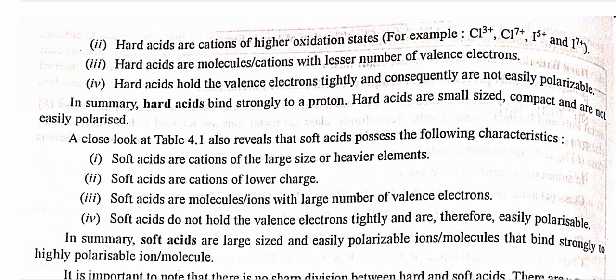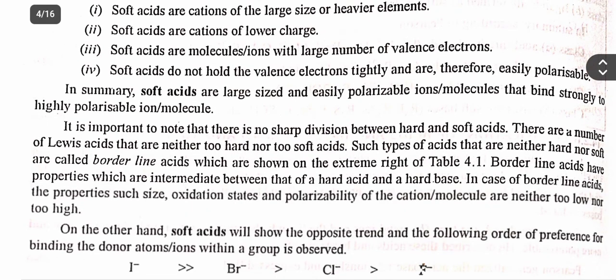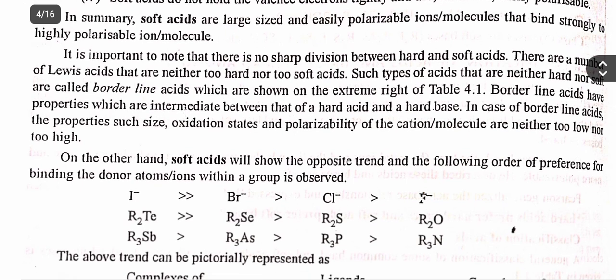A close look at table 4.1 also reveals that soft acids possess the following characteristics. Soft acids are cations of large size or heavier elements. Soft acids are cations of lower charge. Soft acids are molecules or ions with a large number of valence electrons. Soft acids do not hold the valence electrons tightly and are therefore easily polarizable. In summary, soft acids are large sized and easily polarizable ions or molecules that bind strongly to highly polarizable ions or molecules.